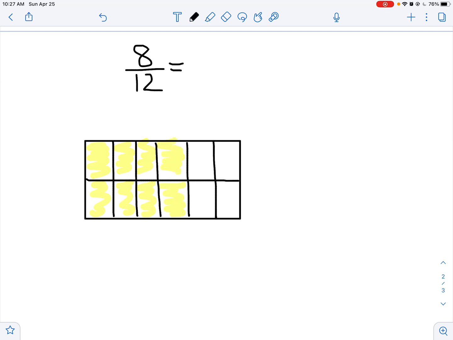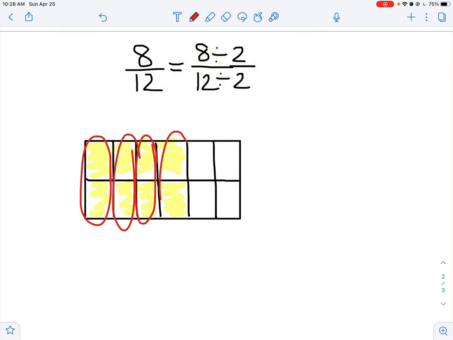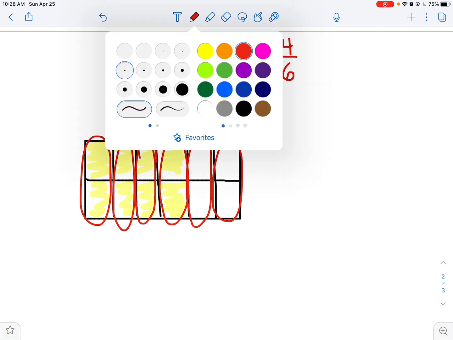I easily see here that I can divide each number by 2, because I can make groups of 2. They're very clear to me on my visual, right? I can easily make groups of 2, which means my new fraction would end up being 4/6, because 8 divided by 2 is 4, and 12 divided by 2 is 6.